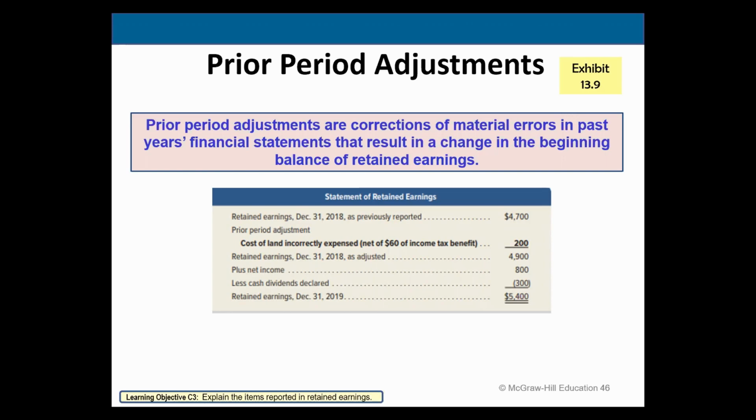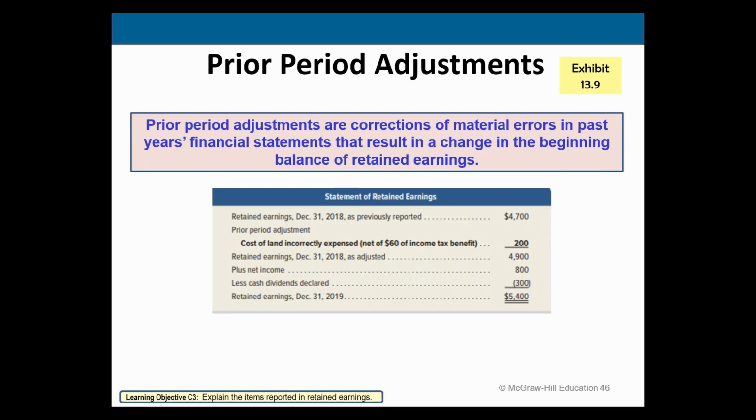Prior period adjustments are reported in the statement of retained earnings net of any income tax effects. Prior period adjustments result in changing the beginning balance of retained earnings for events occurring prior to the earliest period reported in the current set of financial statements.